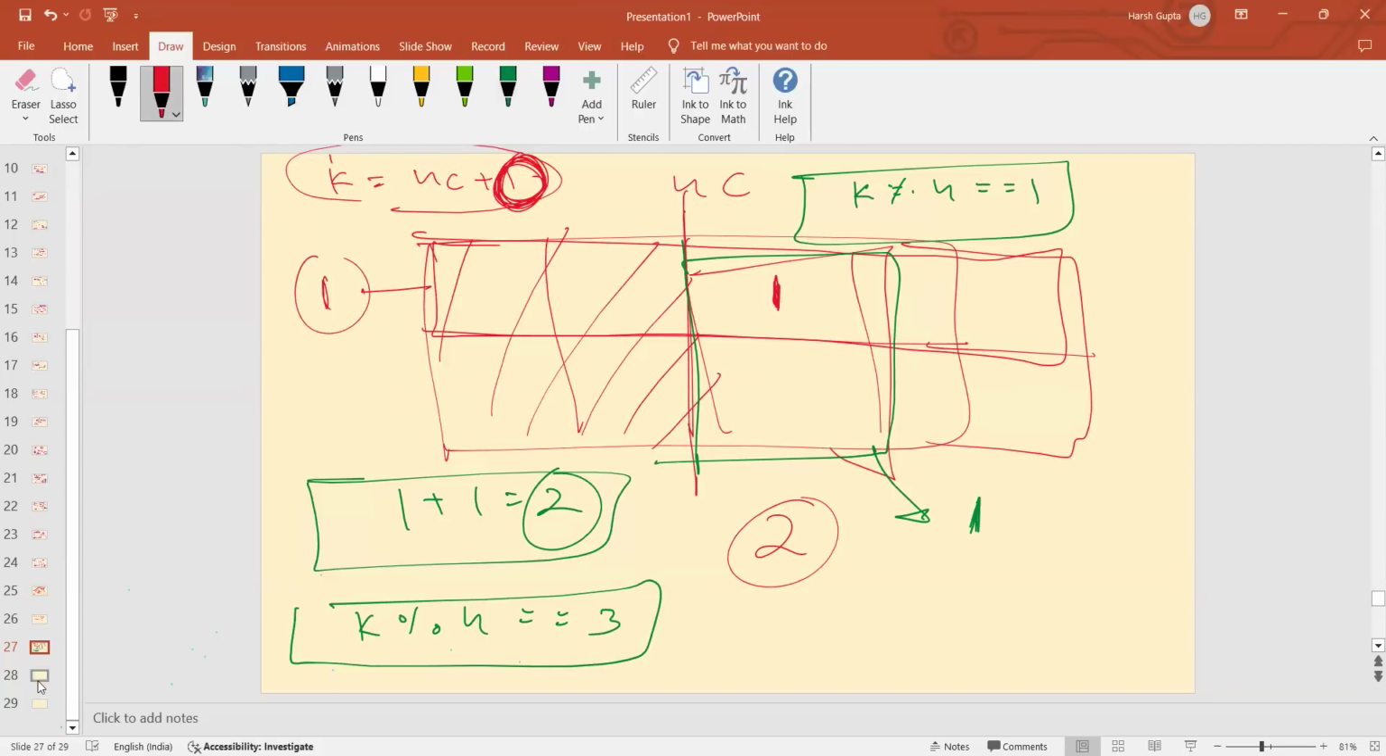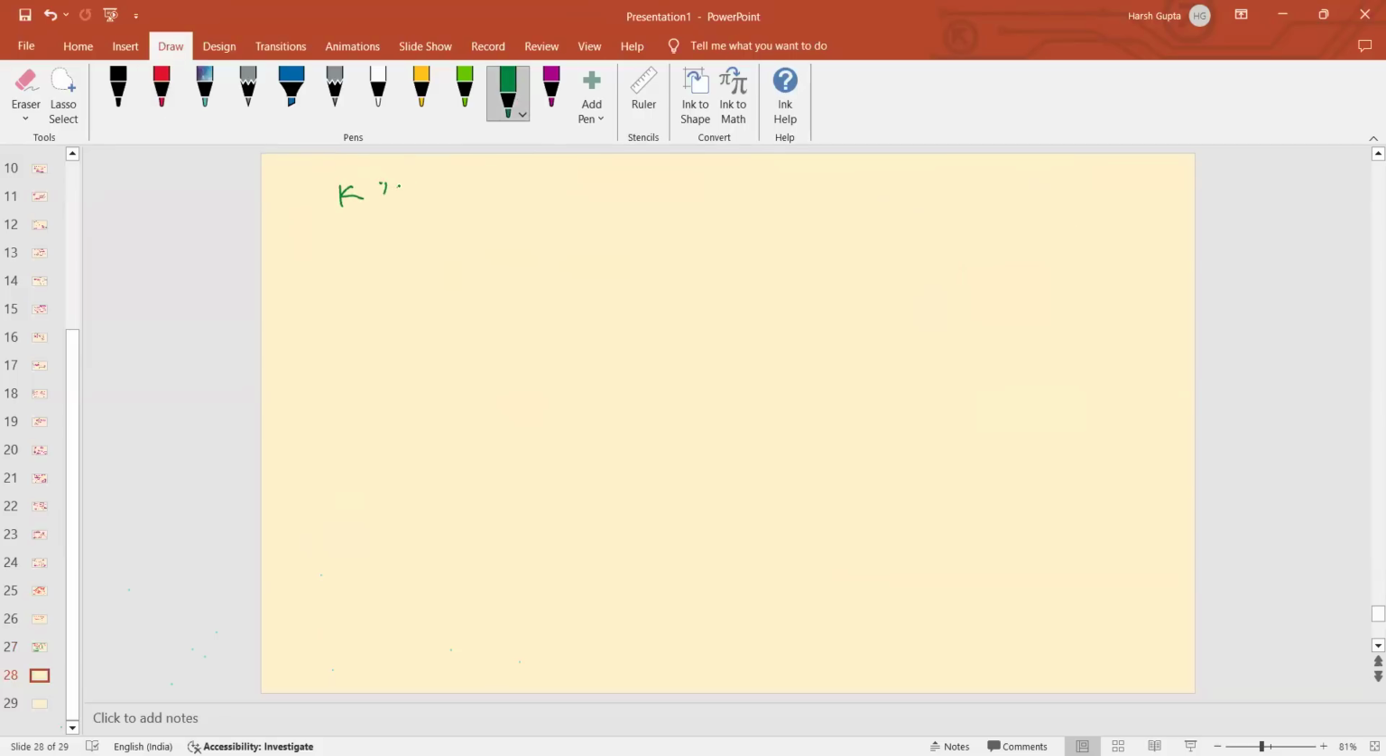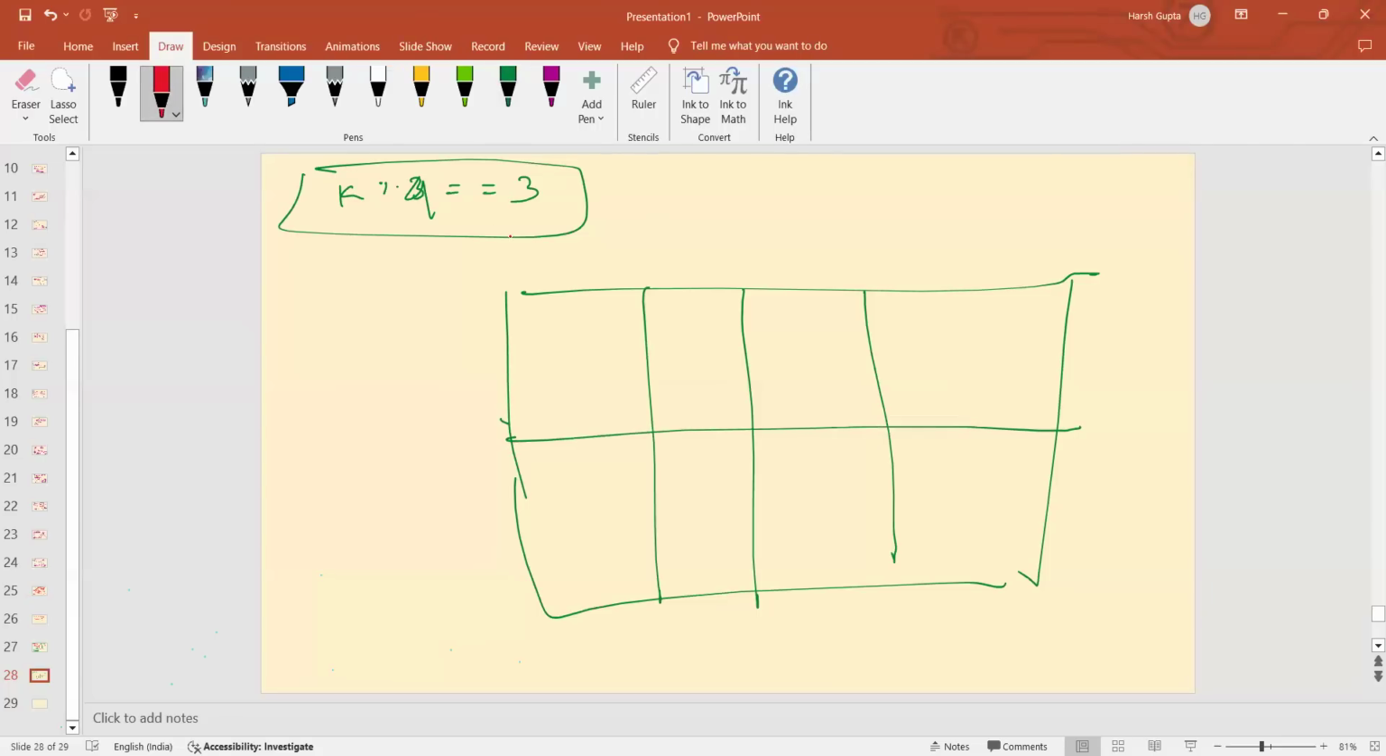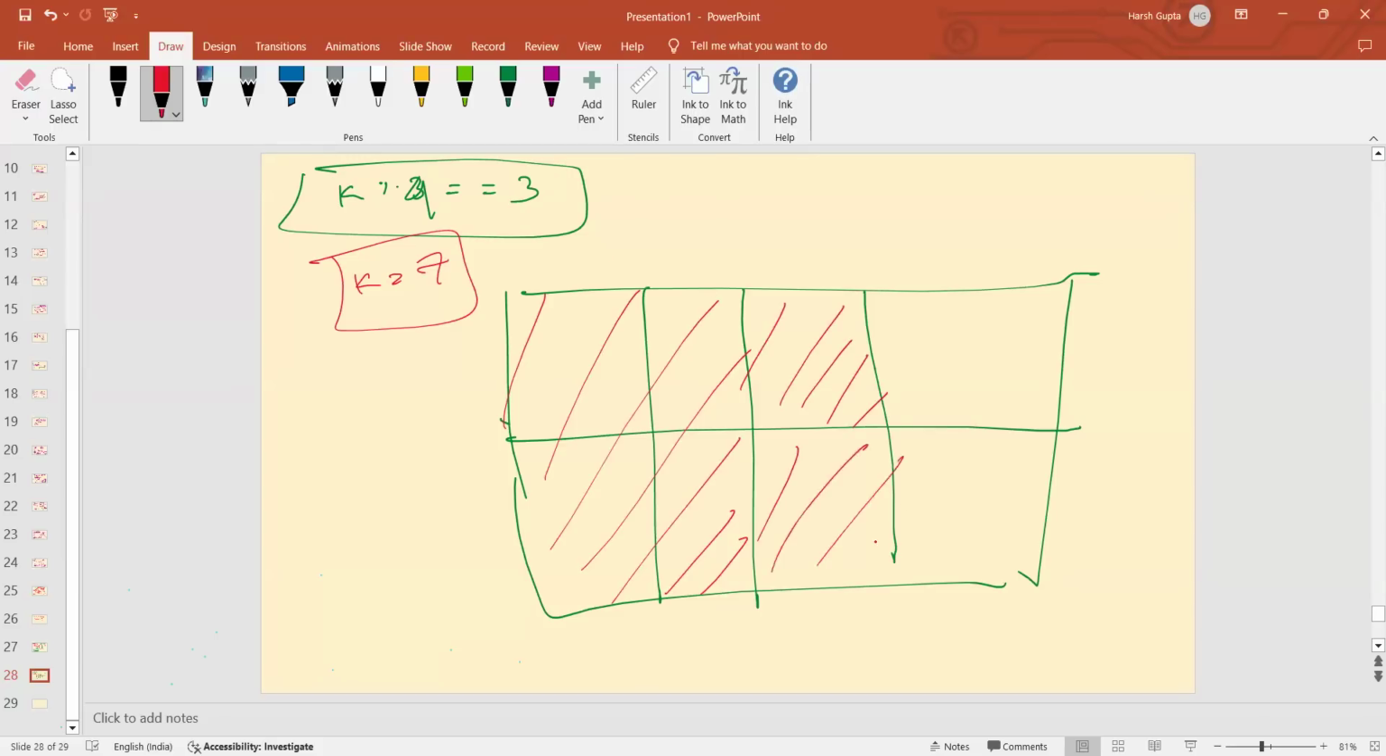Why? Because this is the case when k on dividing by 4 gives me 3. If we take 2 cross 4, let's suppose k was 7. This on dividing by 4 gives me 3. So you fill this 4, and now you will fill 3 more cells. If you fill any 3, you will always observe that the value of XOR is again 2. Ugliness value is again 2.